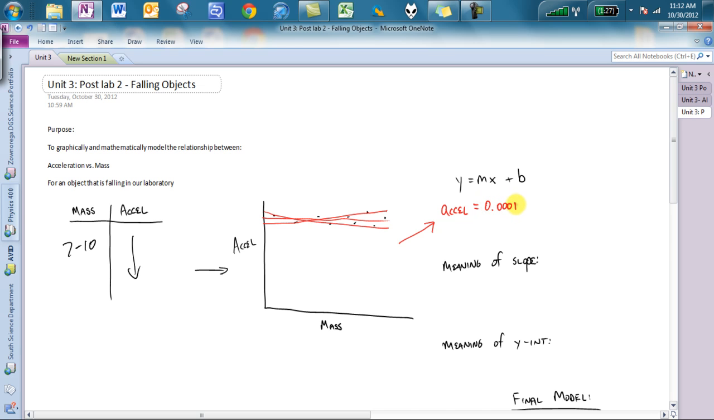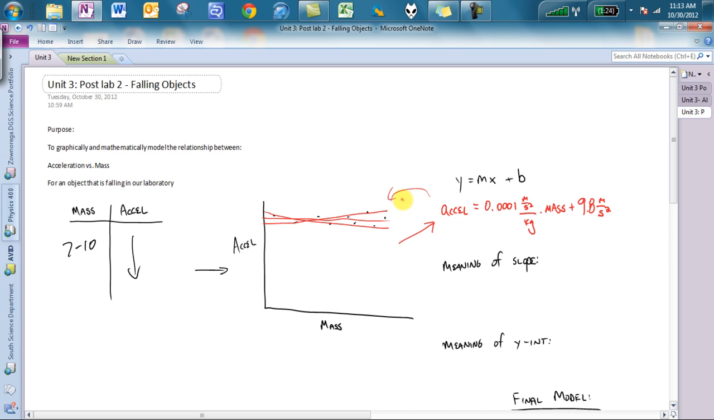0.0001 meters per second squared over kilograms times mass plus about 9.8 meters per second squared. Now remember, acceleration can be positive or negative depending on how the slope was. I look at this mathematical model and I look at my graph, and what I can do is start to make final conclusions.